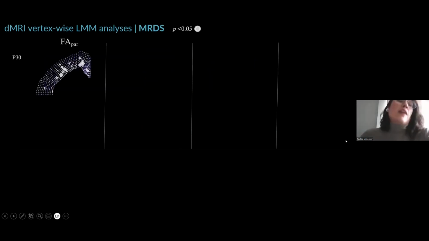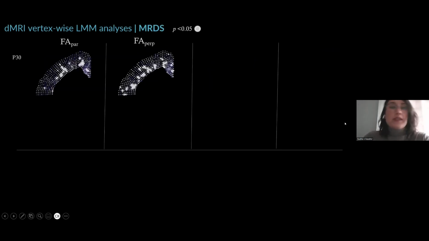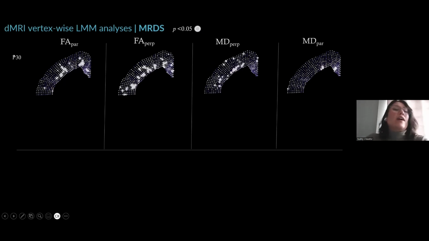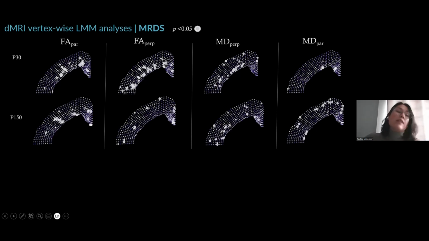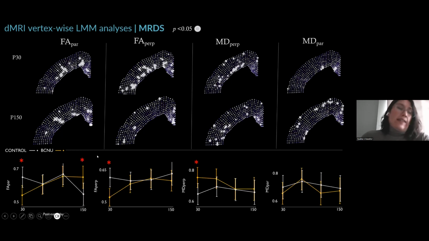However, when we look at the multi-tensor results, we did see some changes. Especially here at 30 postnatal days, we see how FA, parallel, and perpendicular are displaying these differences between groups in what would be the deeper layers of the motor and somatosensory cortex. And less so, but still in FA parallel, we see a small cortical area displaying these differences, but not really much in the other metrics. Again, here at the bottom, I show you the predictors for a single vertex. The red asterisk is just pointing at these differences.